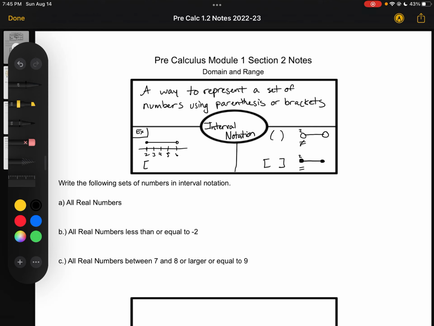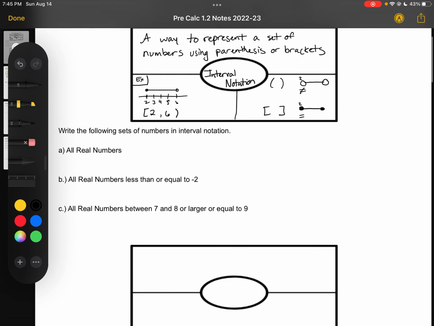So taking a look here, we have a closed circle, so we'll use a bracket. We have an open circle, we'll use a parenthesis, and then we just match it up to whatever's underneath it. So we have 2, and then we have 6. So that's the idea for interval notation. Again, quick review. Hopefully this rings a few bells. If not, like I said, no stress at all. We have the notes here. That's why we're doing the review.